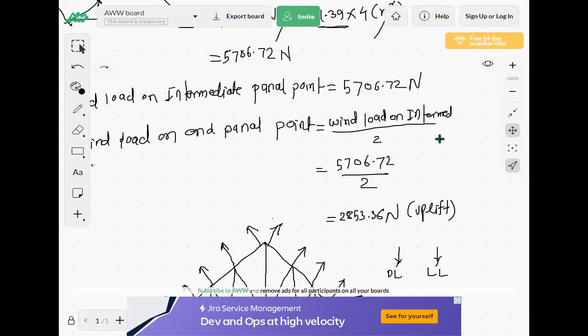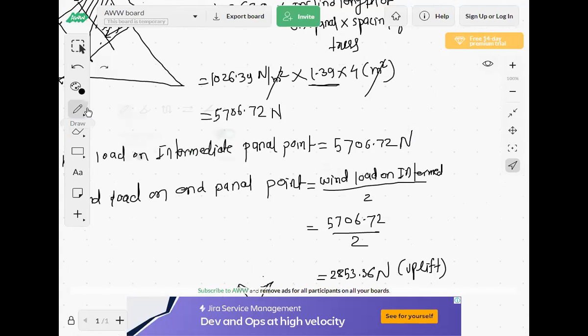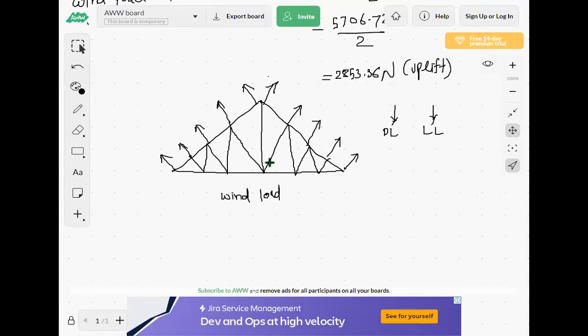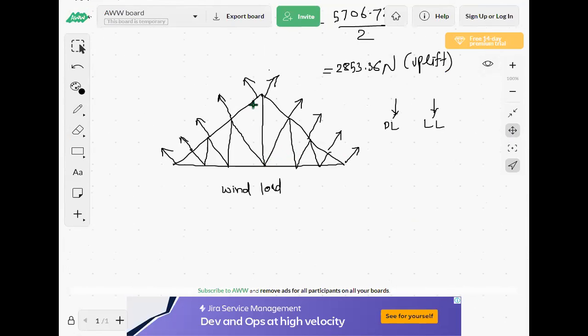We have not written the signs, but they are negative signs. We saw here it is negative, this is negative. So this is uplift. Right here, everywhere write down uplift. Negative sign indicates uplift, so we have to show the direction. For dead load and live load we showed the direction vertically downward, but for uplift or negative wind pressure we have to show the signs like this.